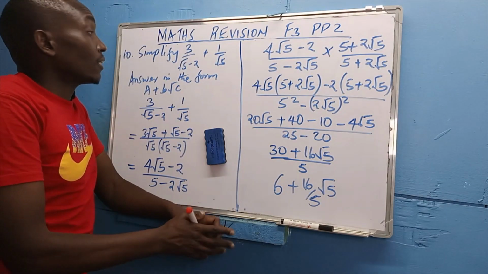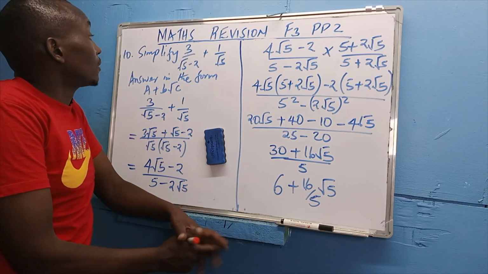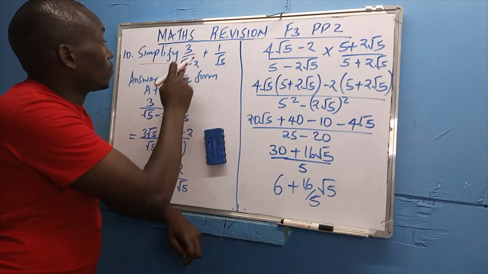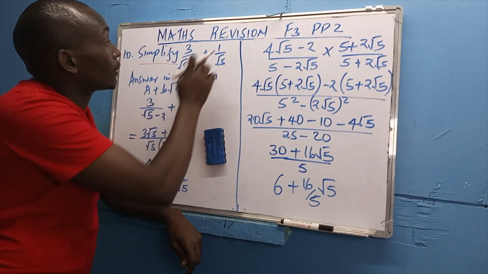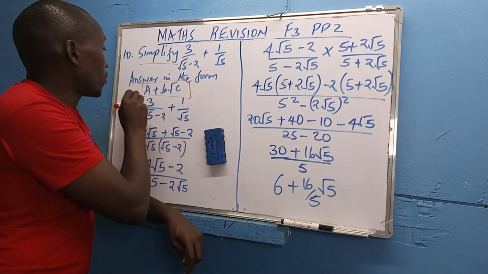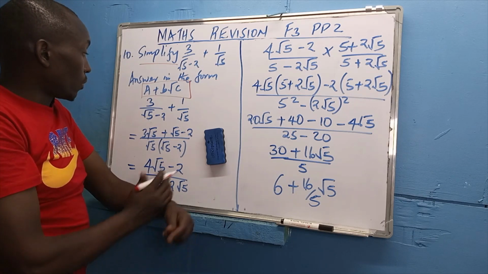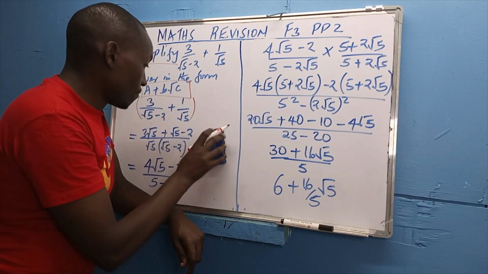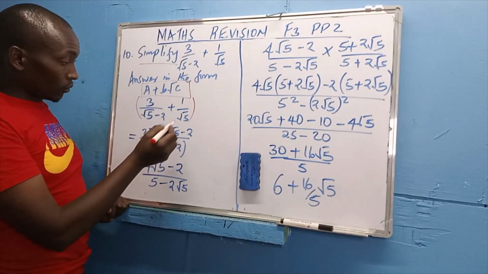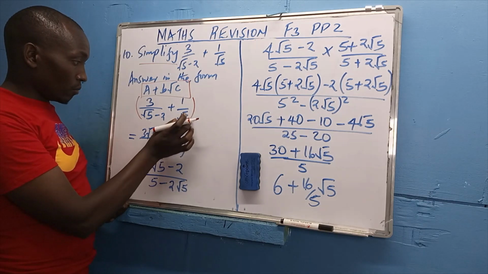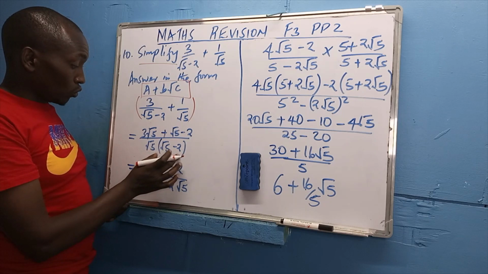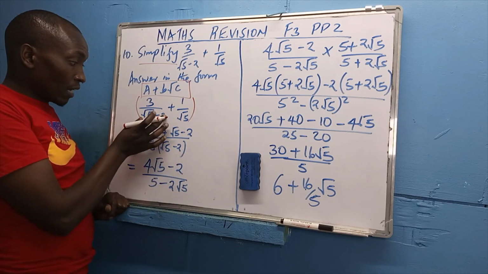With question number 10, this is a question on surds. We are supposed to simplify 3 over root 5 minus 2 plus 1 over root 5, and leave the answer in the form a plus b root c. So for the expression I have here, I can just add. My LCM will be root 5 times root 5 minus 2. So taking this, divide by this, I'll get this.